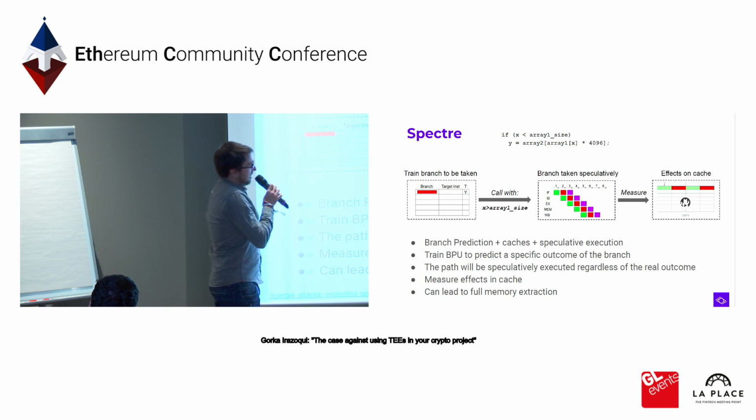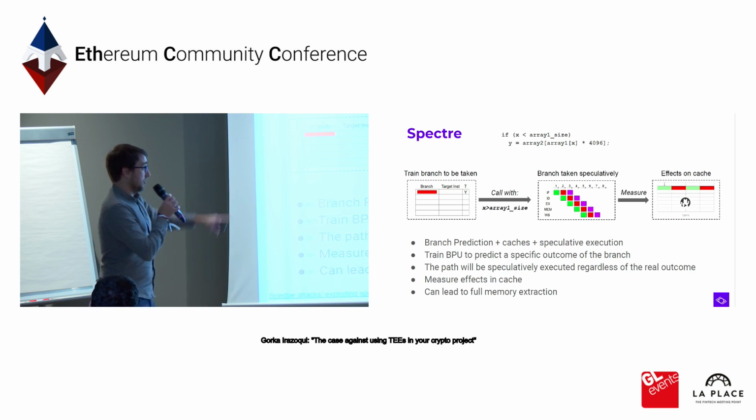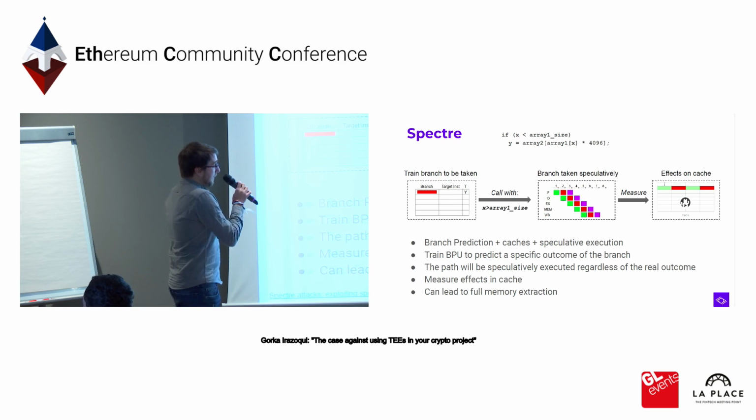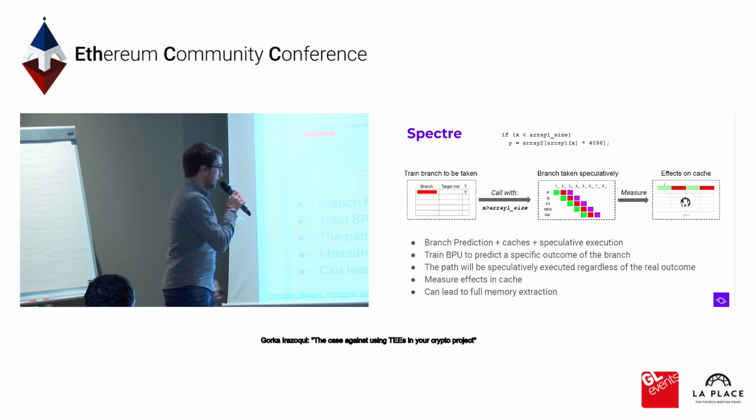And that obviously leaves traces on the cache. And if we monitor the cache to see that instruction happening before it's rolled back, we actually can access locations, again, that we shouldn't have access to.